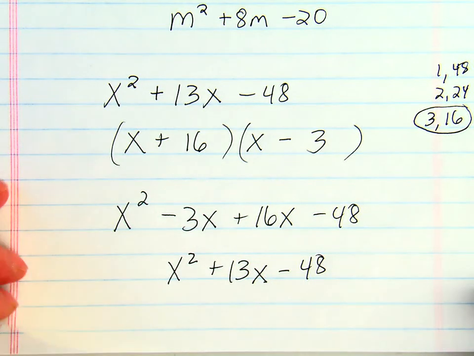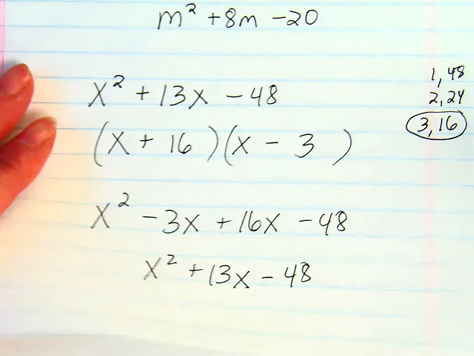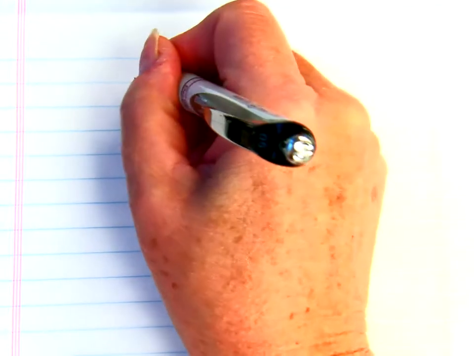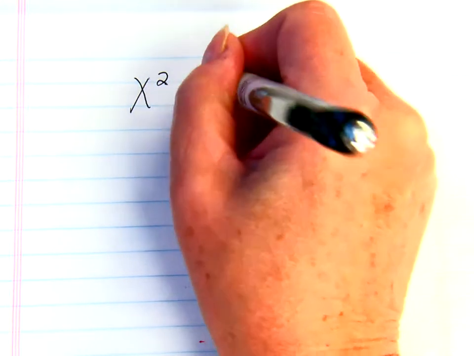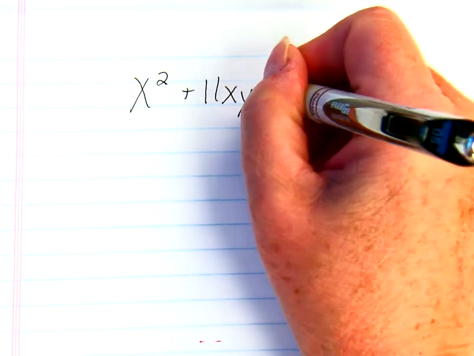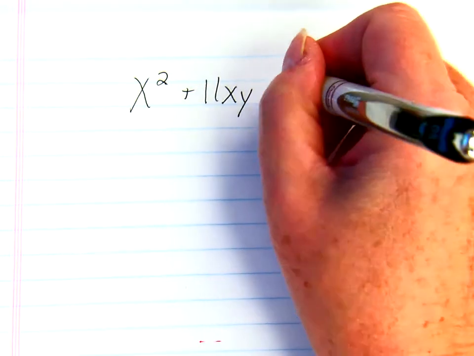Okay. The only other part that we have left is factoring trinomials with two variables. You're doing the same exact thing. It's just that you're going to have a couple of variables. So let's move that up a little bit. And let's look at one of the problems, x squared plus 11xy plus 24y squared.